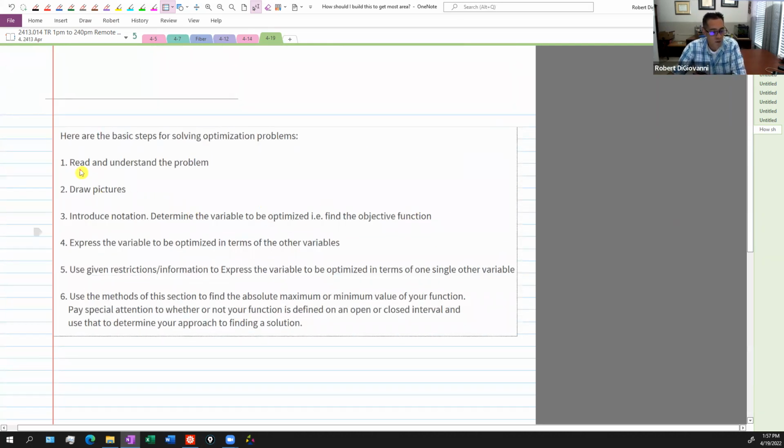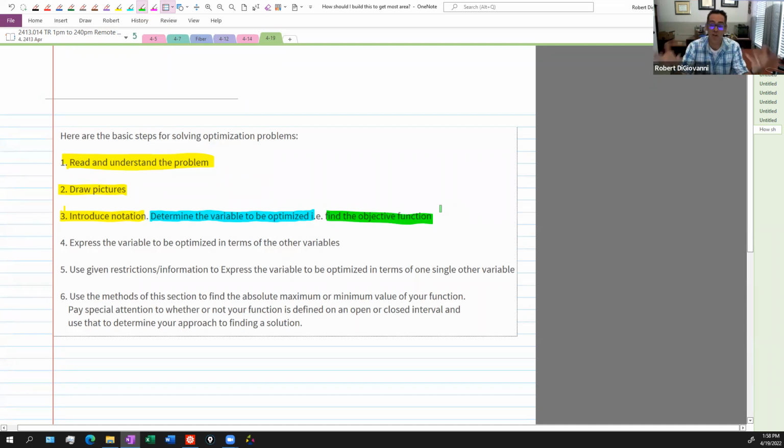So first you need to read and understand the problem, right? Read and understand what you're trying to do. You want to draw pictures, okay? You want to introduce notation. You want to determine, and this is the thing that's real important here, the variable to be optimized. In other words, find this thing that I'm calling the objective function.